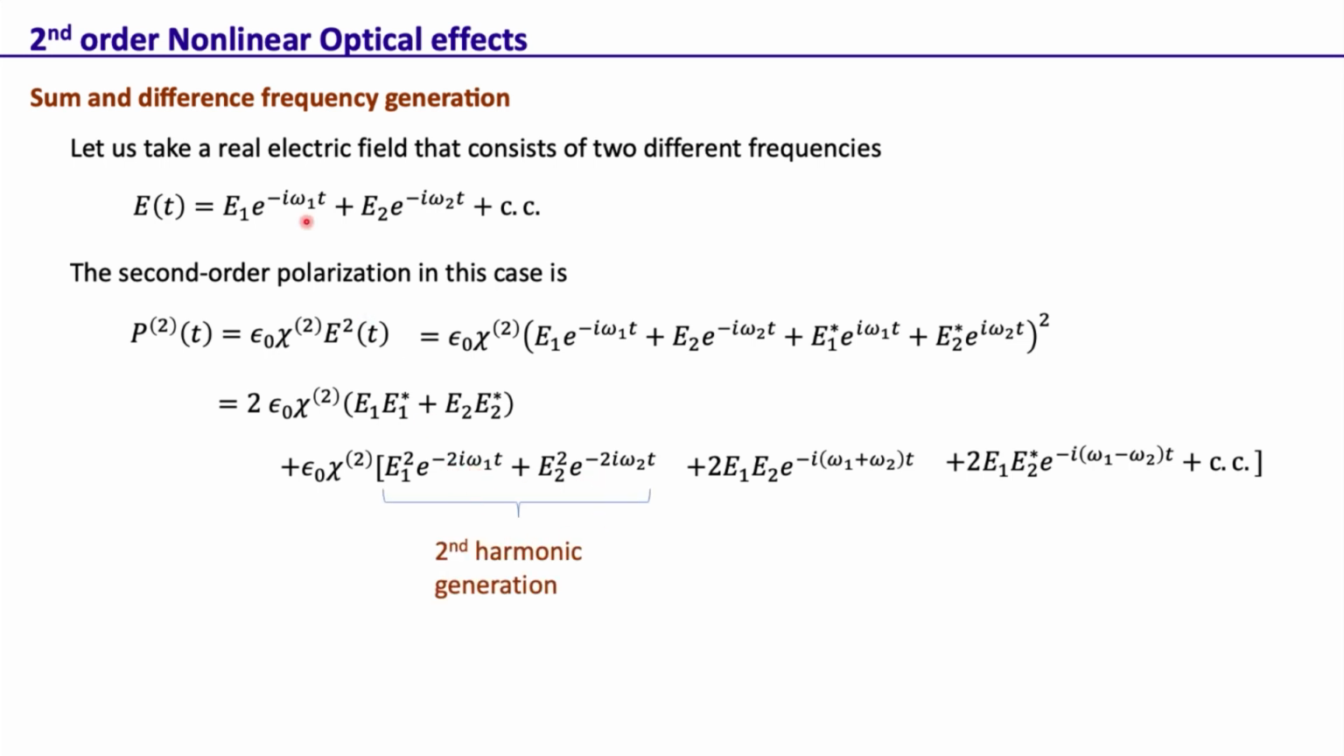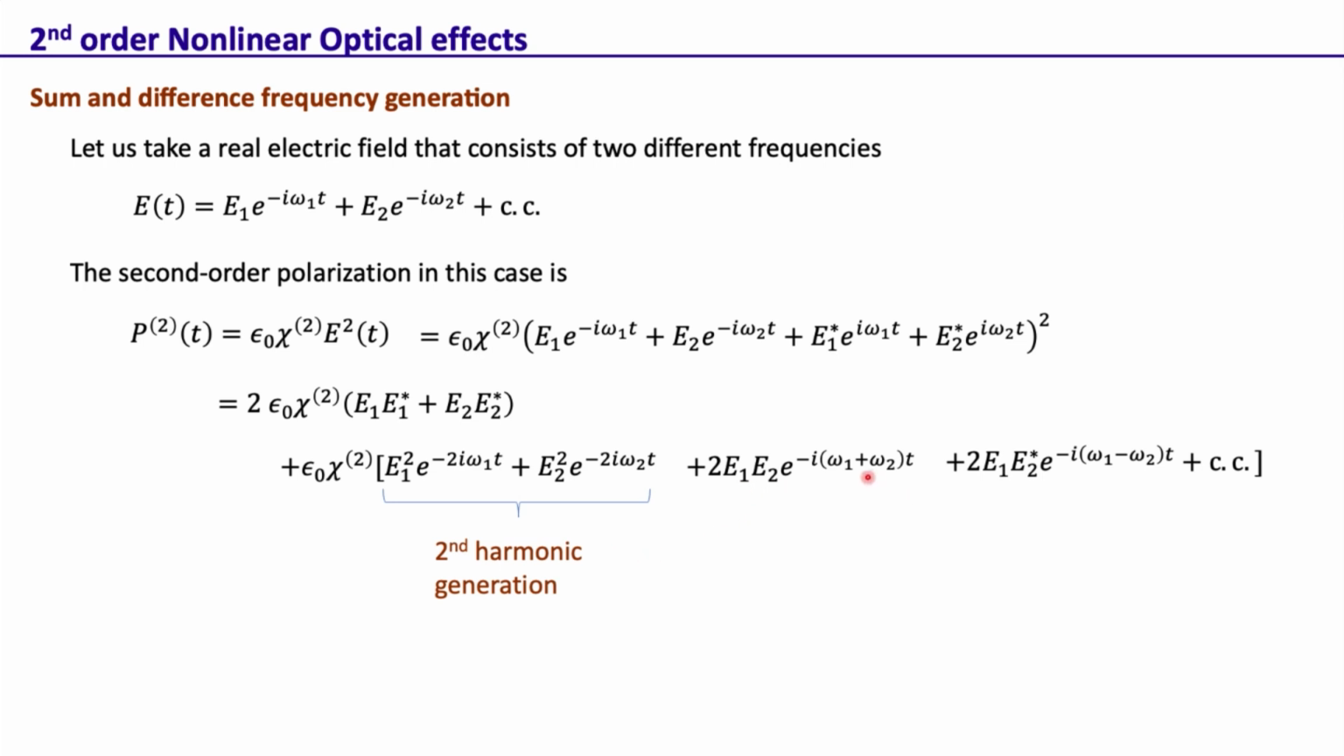So although the incoming field had only omega 1, through second order nonlinear effects it actually generates a field at 2 omega 1 and 2 omega 2, and this is called second harmonic generation. So it's like if we come in with a red light, then we can actually generate blue from there. So that's the second harmonic generation.